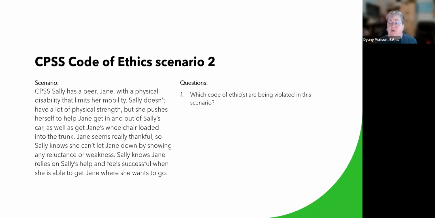Is peer support a physical support to anyone? Is that part of our role? Nope, absolutely not. That is not our role. Even if Sally was a bodybuilder who could totally lift and throw Jane right into the car, it wouldn't matter because that's not her role.